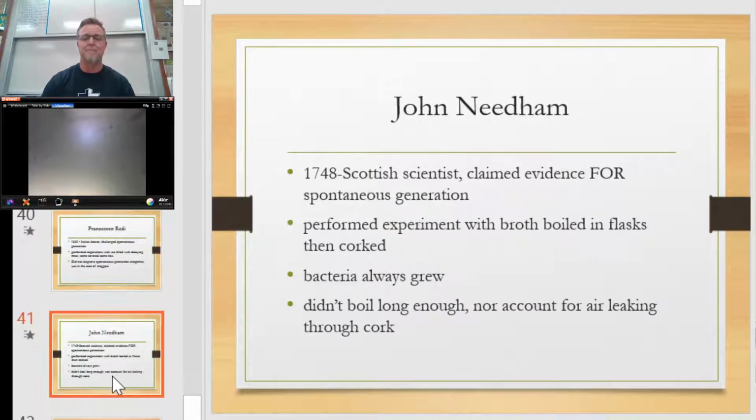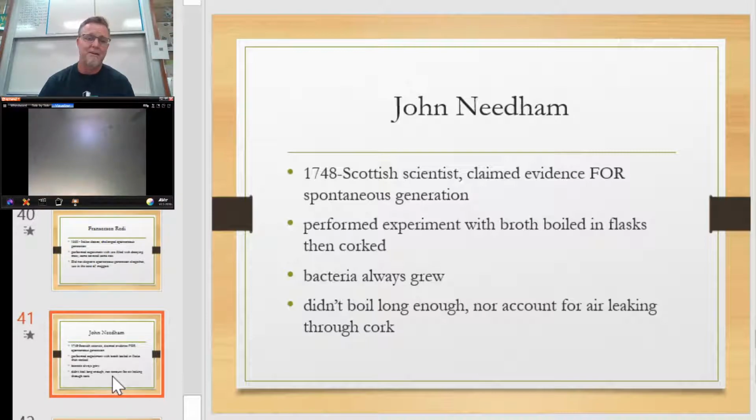But that wasn't the end of the story. Next comes a guy by the name of John Needham. John Needham in 1748, he's a Scottish scientist. He actually provided evidence that might seem to prove or support spontaneous generation. He did an experiment with beef broth. It's kind of like soup with no noodles, okay? And he put the broth in a flask and boiled it for a short time and then put a cork on top, right? Well, every time he did it, he noticed that bacteria always grew in his beef broth. And so he thought, well, I guess spontaneous generation is a thing, because I boiled the stuff, I put a lid on it, and there it goes, the bacteria is growing.